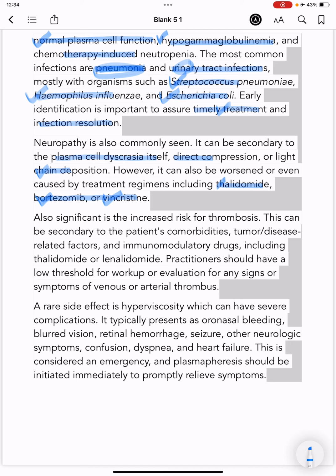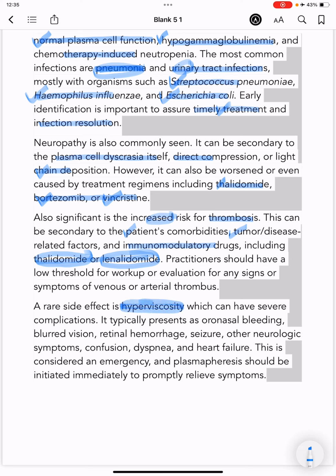And also significant is the increased risk for thrombosis. So why this thrombosis? Patient comorbidities, tumor disease related factors, and immunomodulatory drugs including thalidomide or lenalidomide. So this thalidomide and lenalidomide also cause this thrombosis. And a rare side effect is hyperviscosity, which can have severe complications because of the plasma cell excess proliferation.